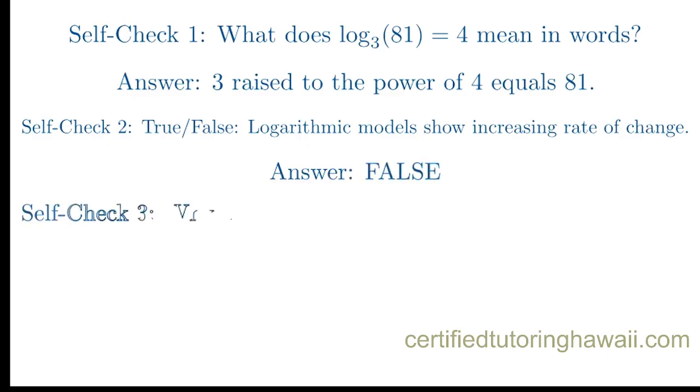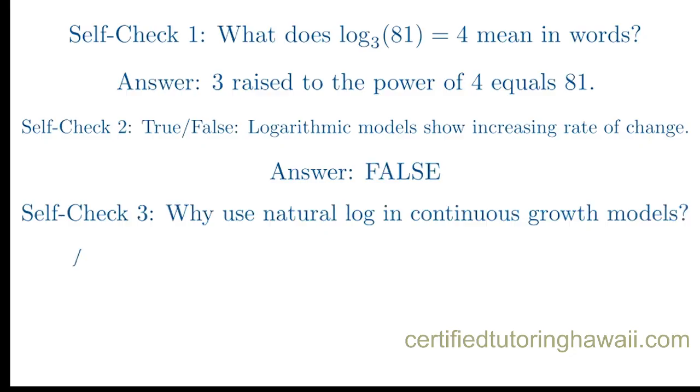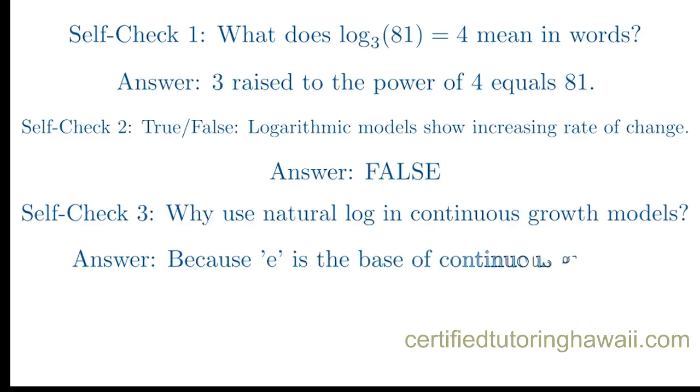Question 3. Why do we use the natural logarithm in models involving continuous growth? The answer is because its base, e, is the natural base for continuous processes. It simplifies the math and calculus and appears in many scientific and financial formulas. It truly is the natural choice for continuous change.